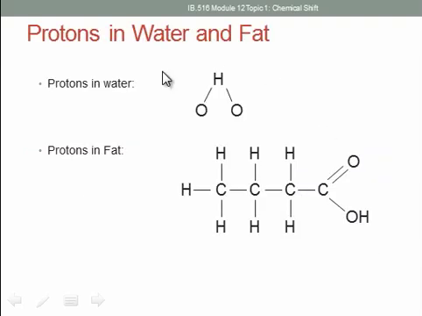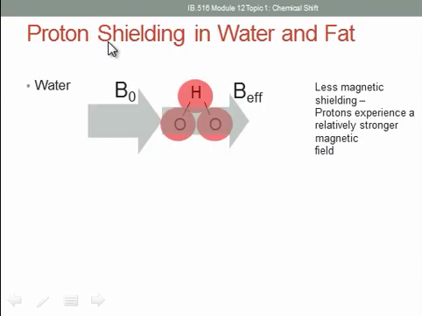So first, as a quick review, let's look at the chemical structure of water, and the chemical structure of fat. This is really a fatty acid called butyric acid, which is found in butter. The point is just to show you, really quickly, the different chemical structure, because that leads into talking about proton shielding.